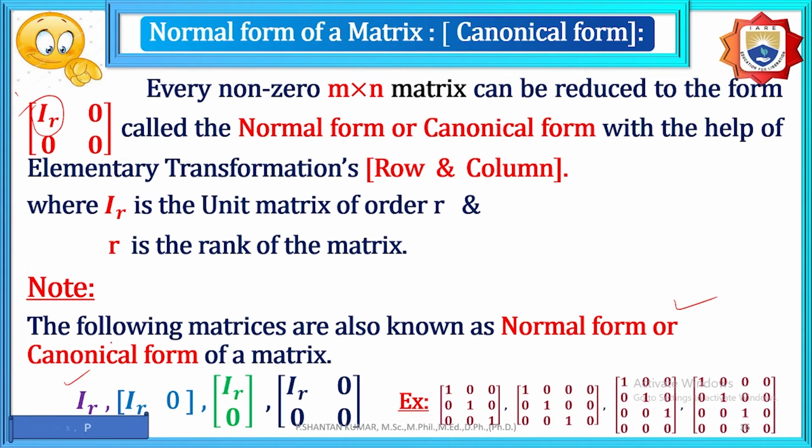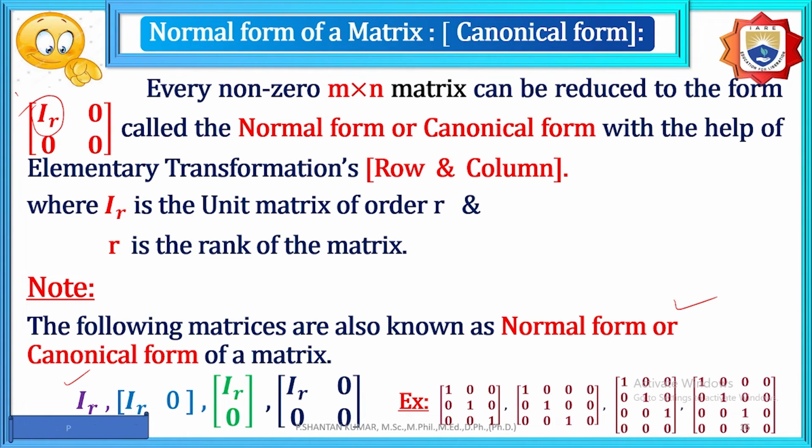Here, when the matrix is said to be in normal or canonical form, the matrix elements should be only zeros and ones. Those zeros and ones should satisfy the unit type of the matrix. Either it may be I2 or I3 or I4 or something like that. That is the meaning of a unit matrix. It satisfies only zeros and ones.